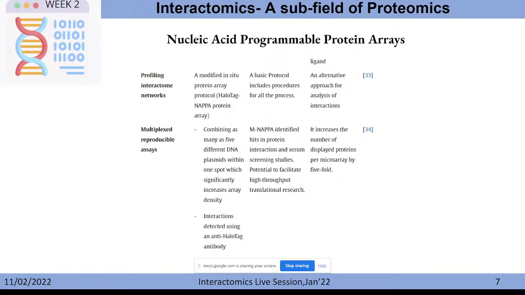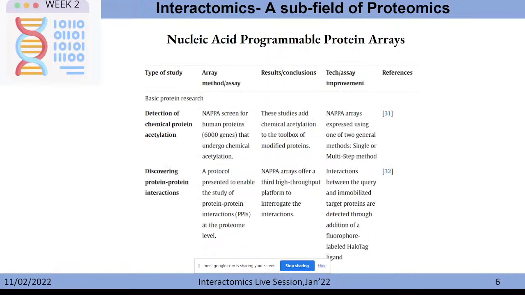Here interactions can be detected using an anti-halotype antibody. You can see an increase in protein interaction and serum profiling studies, and it has the potential to facilitate high-throughput translational research. It increases the number of displayed proteins per microarray by 5-fold. With different plasmids spotted within one spot, the number of displayed proteins will be quite high, around 5 times greater than what it used to be.